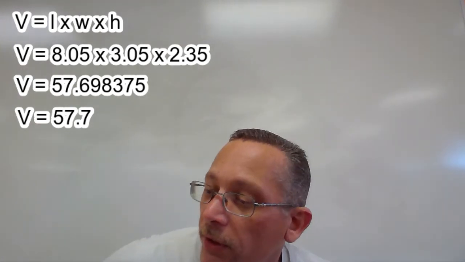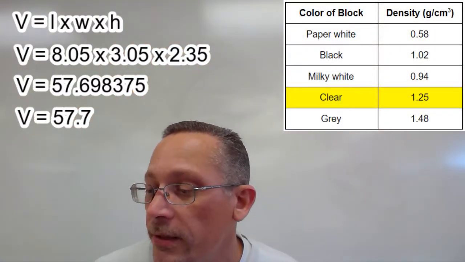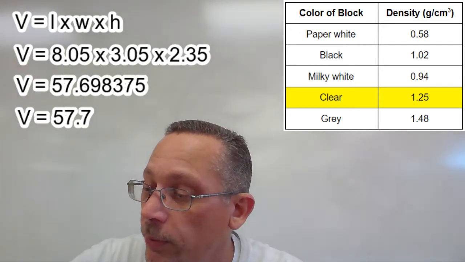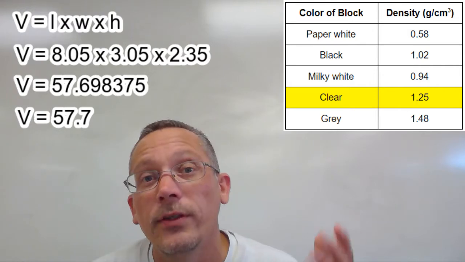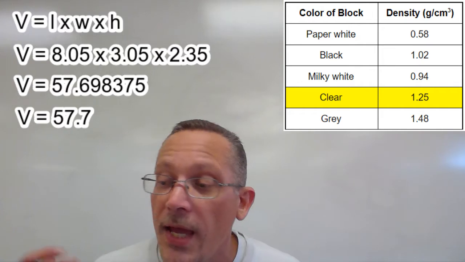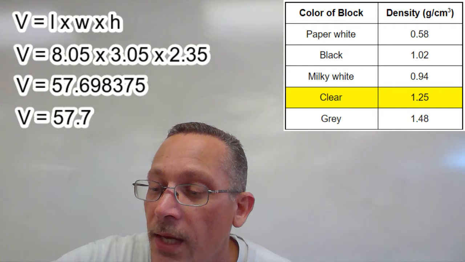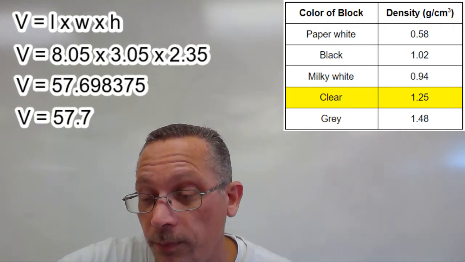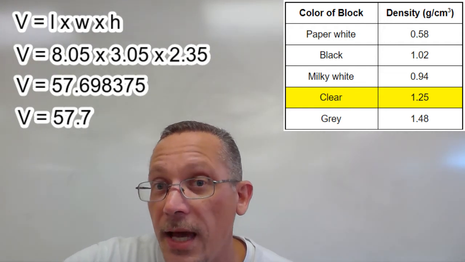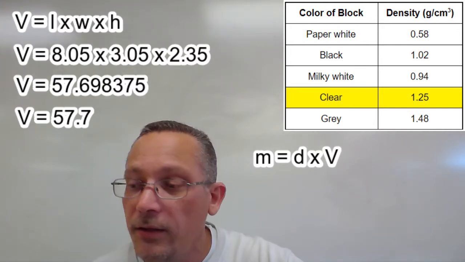Okay, now I am going to look in this chart here that is on my lab handout, and I had a clear plastic block, and according to the chart, the density of that clear plastic block is 1.25 grams per cubic centimeter. Now I'm going to use the volume I just calculated and this density to find the mass of the block. Density is the mass divided by the volume. So if we rearrange that a little bit, the mass is the density times the volume. So I'm going to take the density in the chart and multiply by the volume I just calculated.